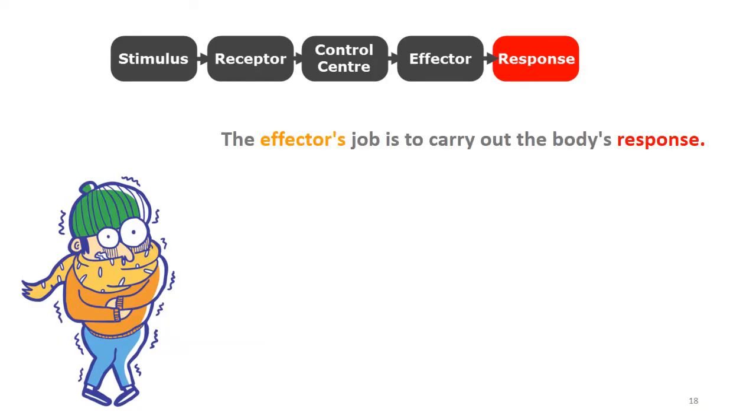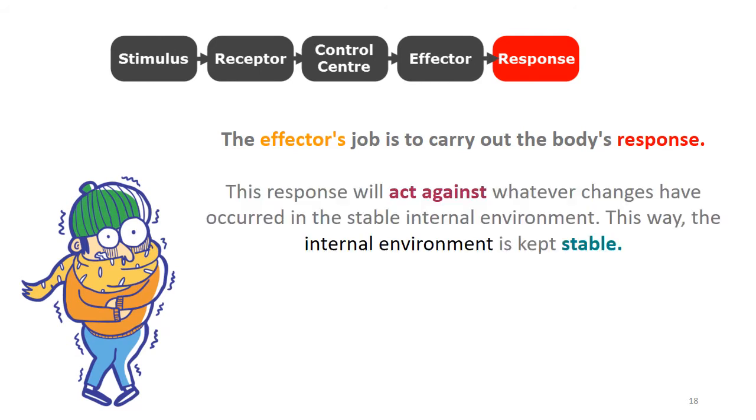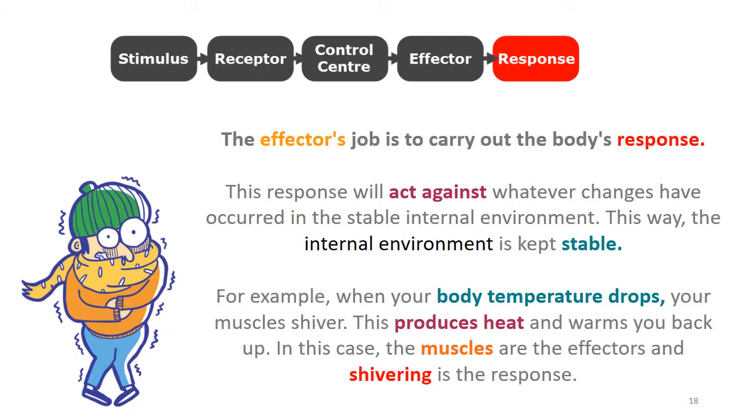The effector's job is to carry out the body's response. This response will act against whatever changes have occurred in the stable internal environment. This way, the internal environment is kept stable. For example, when your body temperature drops, your muscles shiver. This produces heat and warms you back up. In this case, the muscles are the effectors and the shivering is the response.